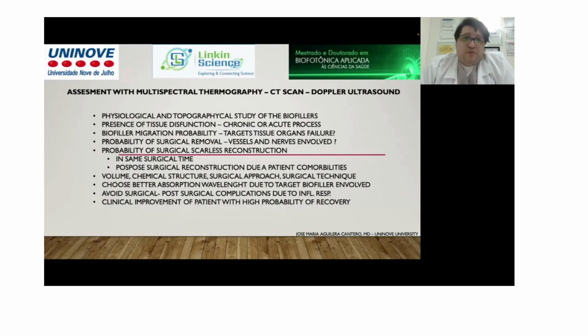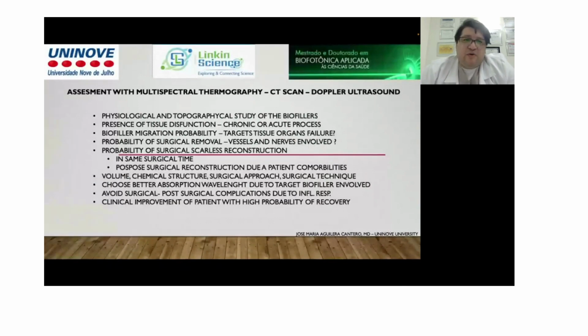Why do we use the multispectral thermography joined with the CT scan and the double ultrasound? We see that there is physiology and we can topographically study the biofillers. We can see there is a tissue dysfunction that could be chronic or acute. If there is some probability of migration of the biofiller and what is going to be the target organ of this failure, or if there is failure or not.